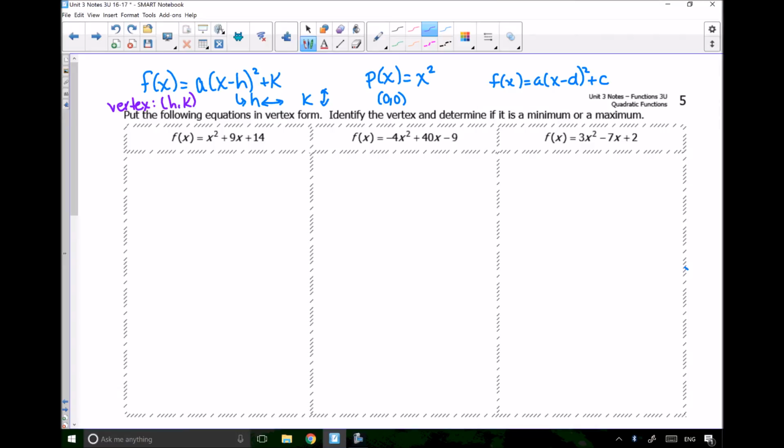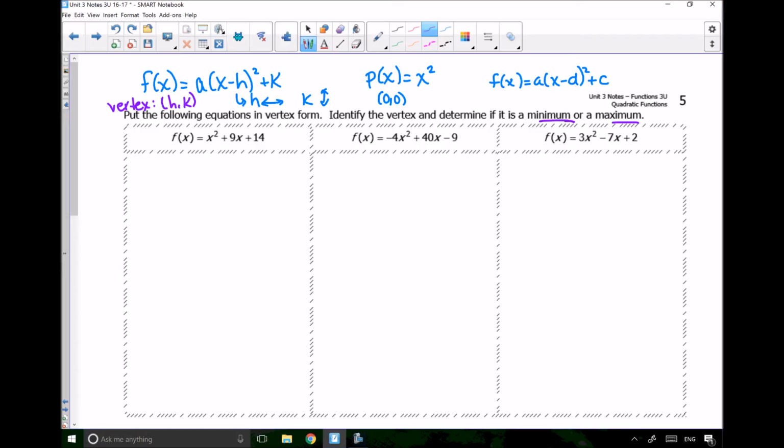And then A tells us how wide or how narrow our parabola is, and it also tells us if it's reflected over the x-axis, which will tell us if it's a minimum or a maximum. Okay, so let's go ahead and do this. Our first step, we said, is to factor out the A value so that the leading coefficient is 1. But since our leading coefficient here is 1, I don't have to do that step. Okay, so then the next step is to complete the square.